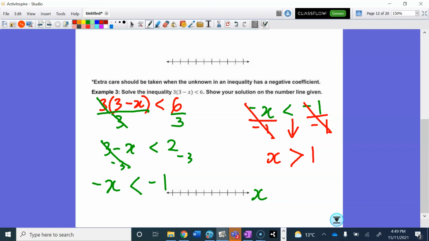I know that from my other examples I just tried. So when x is 1, I put an open circle on x is 1, and I want the values that are greater than 1.